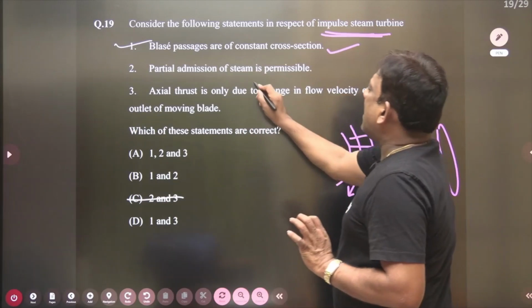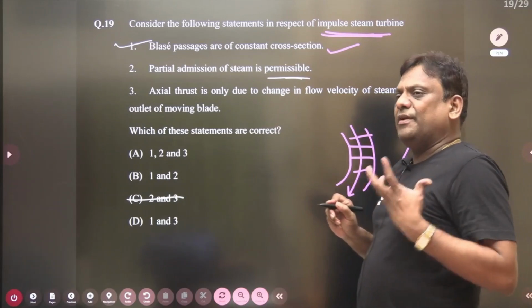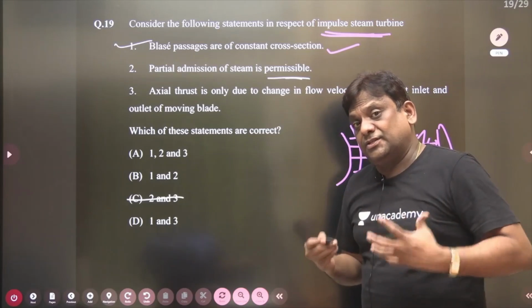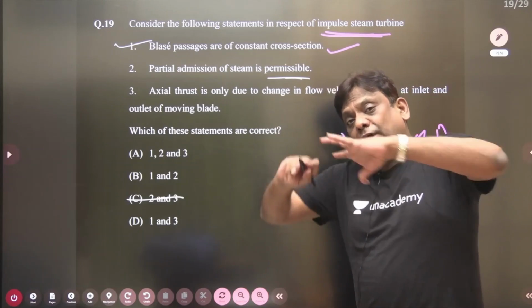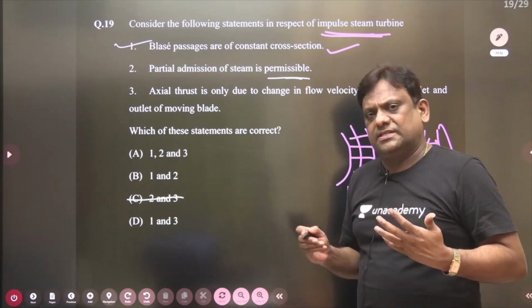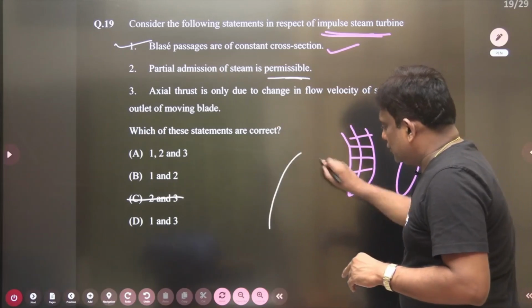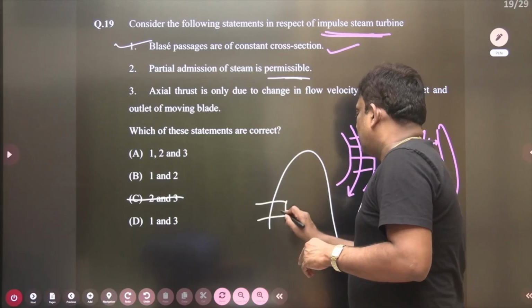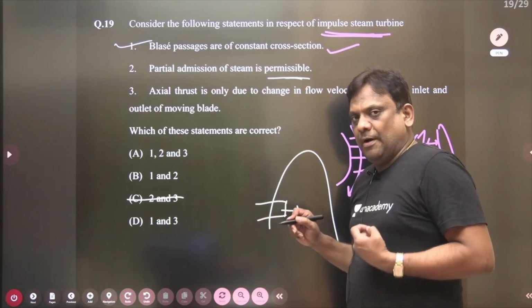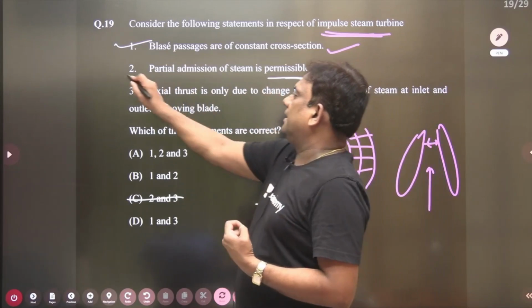Now, the partial admission of steam is permissible because, my dear students, in impulse turbines the pressure remains constant, whereas in reaction turbines the fluid enters at high pressure, therefore it should run in full. In impulse turbines, as the pressure remains constant, partial admission is permissible. We have even seen this in the Pelton wheel. In a Pelton wheel, it enters at atmospheric pressure, therefore the casing has no hydraulic function to perform.